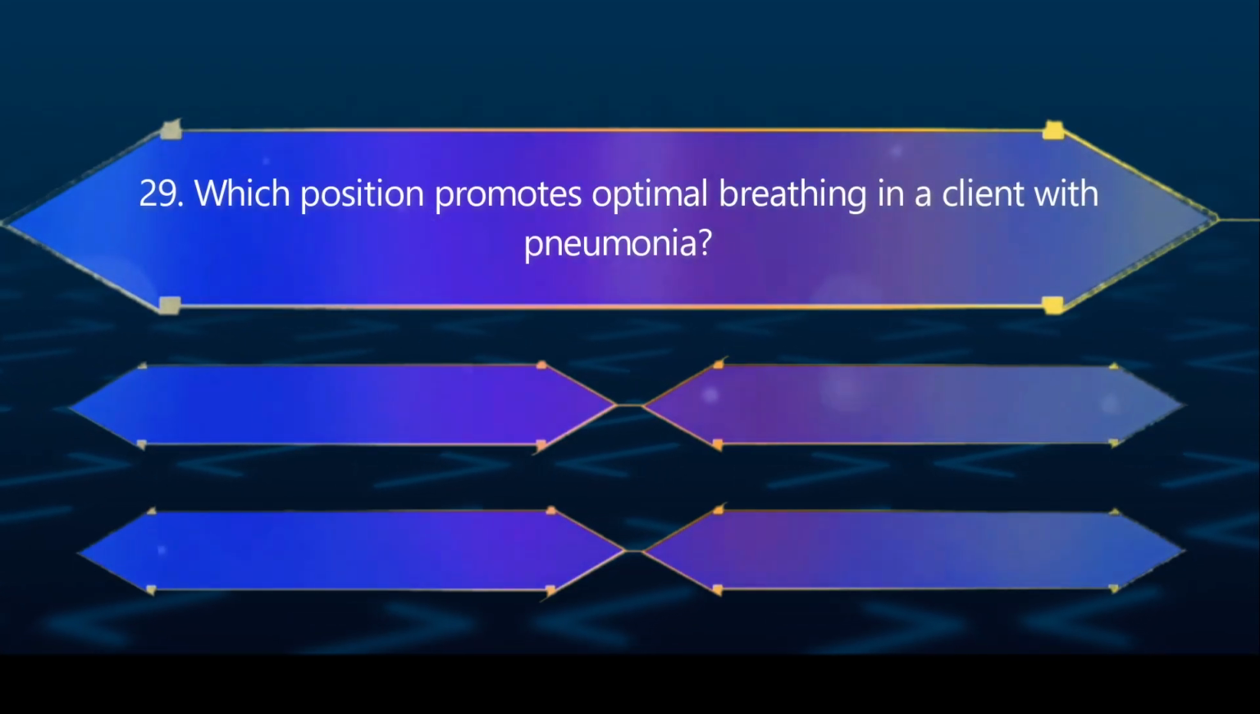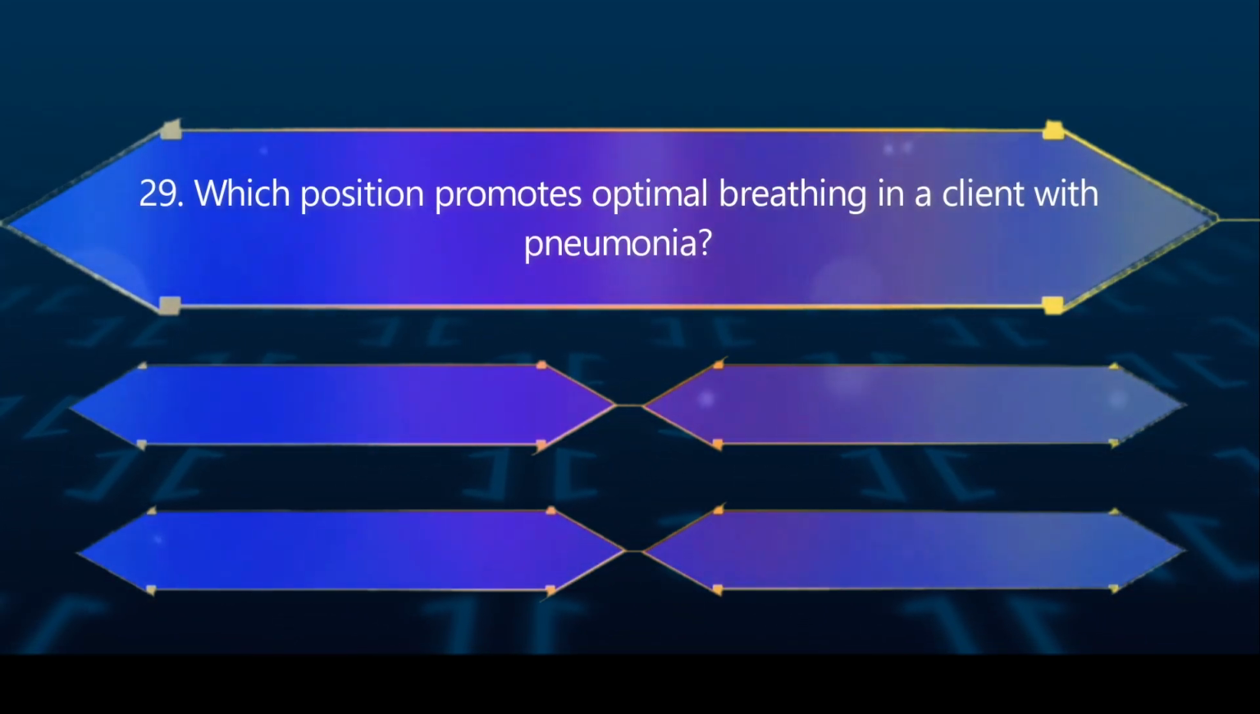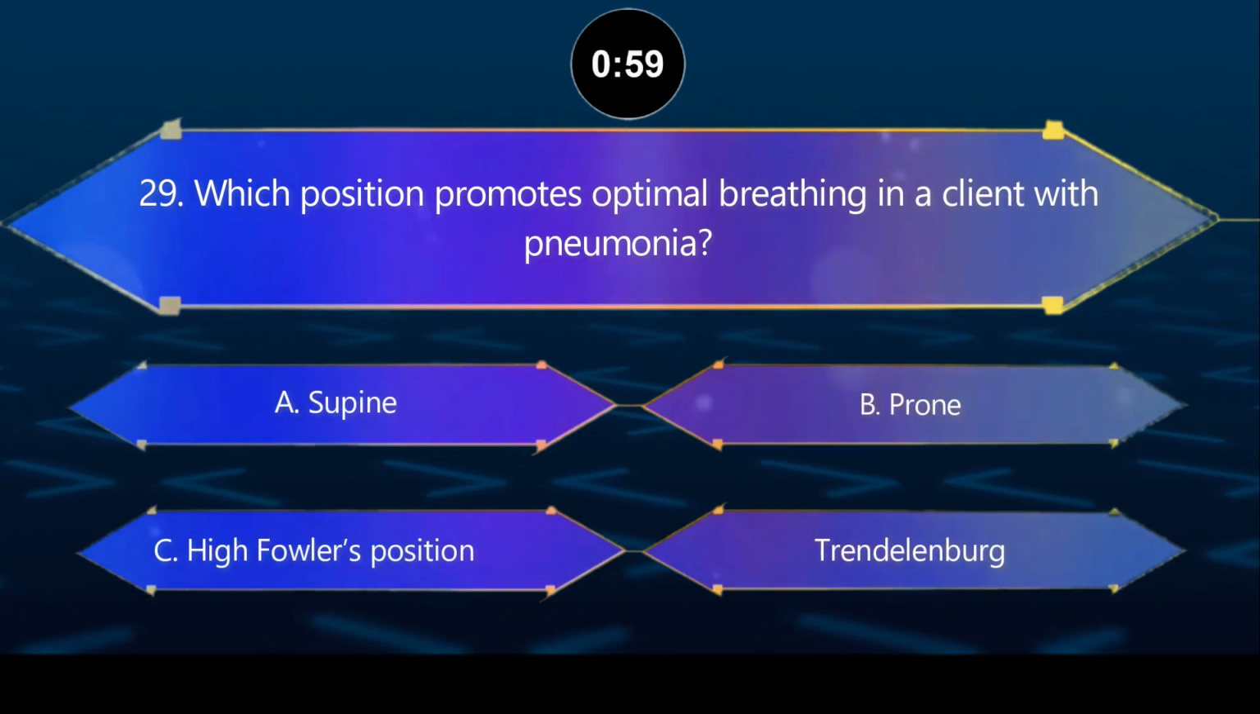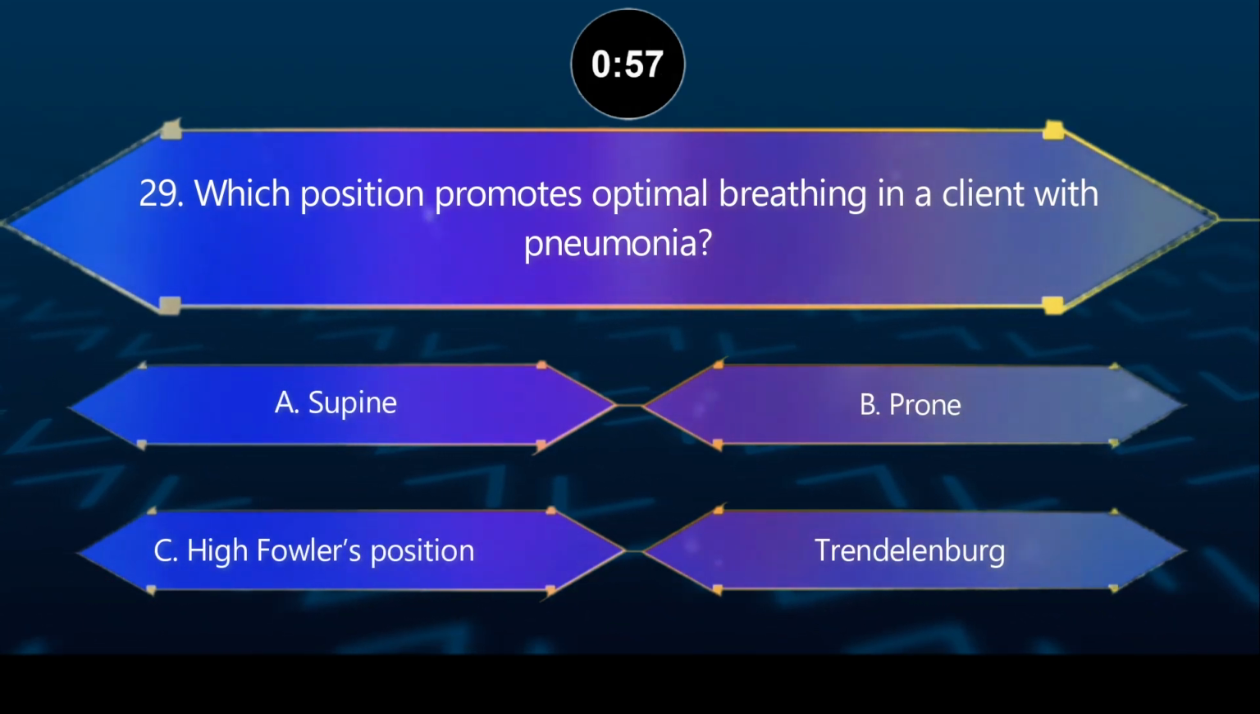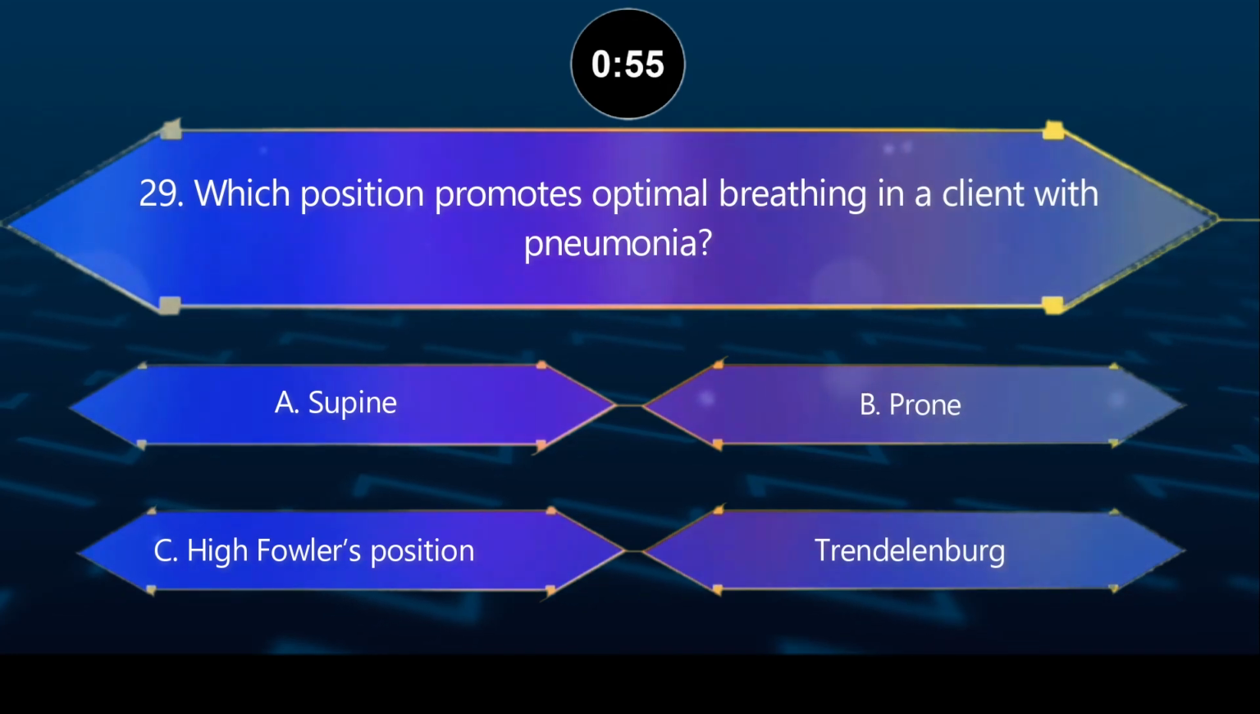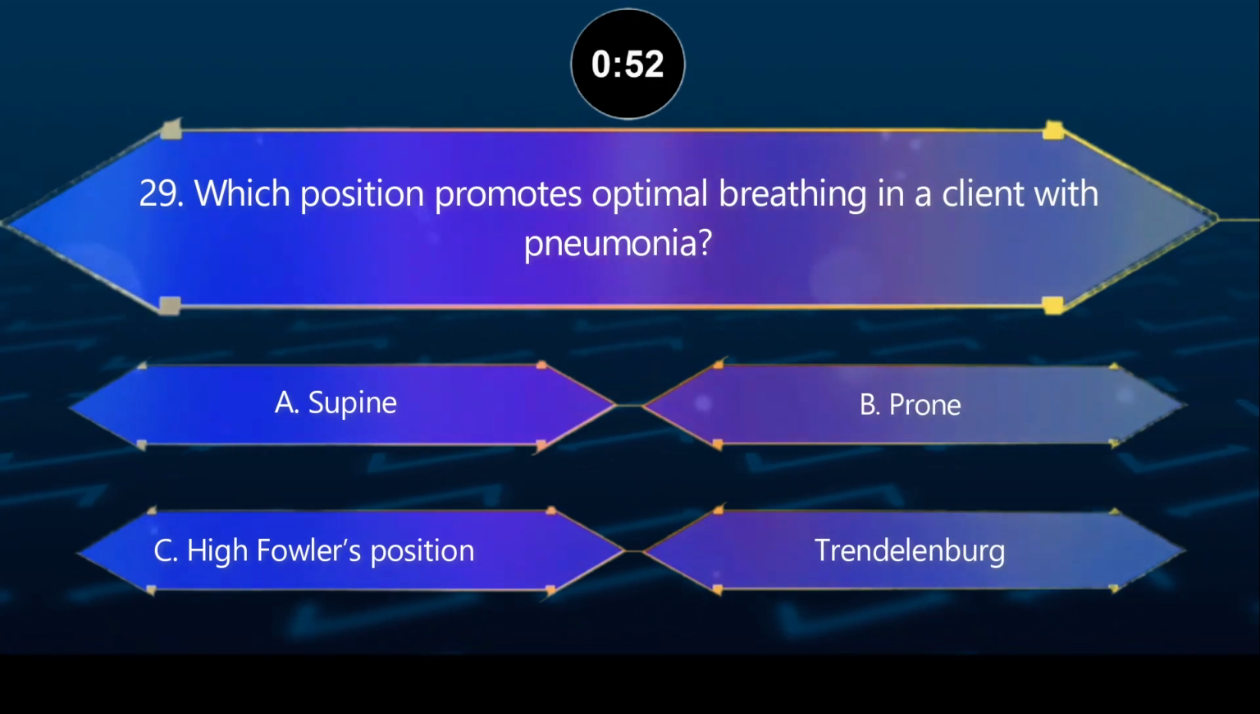29. Which position promotes optimal breathing in a client with pneumonia? A. Supine. B. Prone. C. High Fowler's position. D. Trendelenburg.